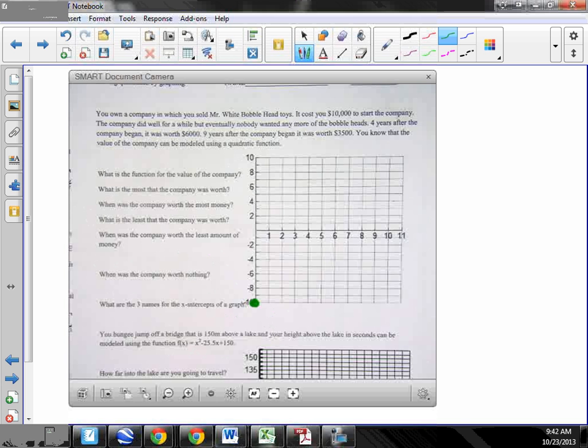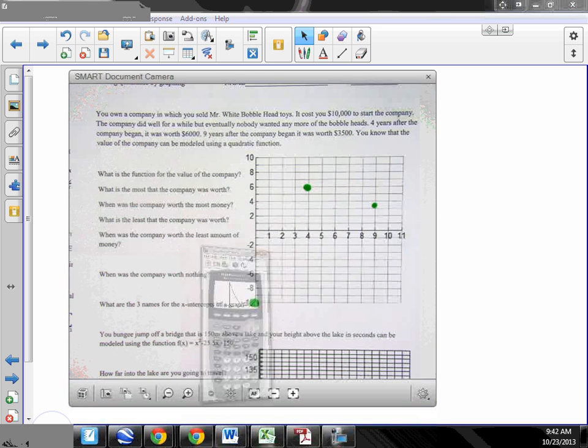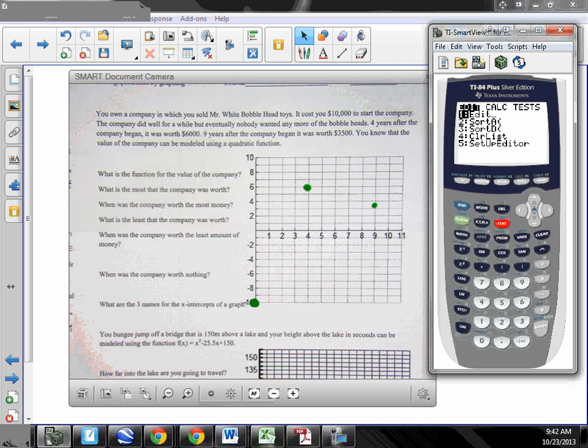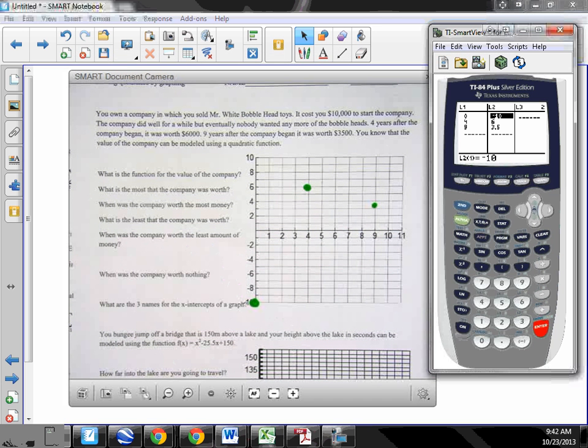So on my graph, I know that at year 0, I spent, well, you, not me. This isn't my company. You spent $10,000. 4 years into it, it was worth $6,000. And 9 years into it, it was worth $3,500. So if you go into the stat part of your calculator and go into edit, you need to put those 3 points in. 0, -10, 4, 6, and 9, 3.5.